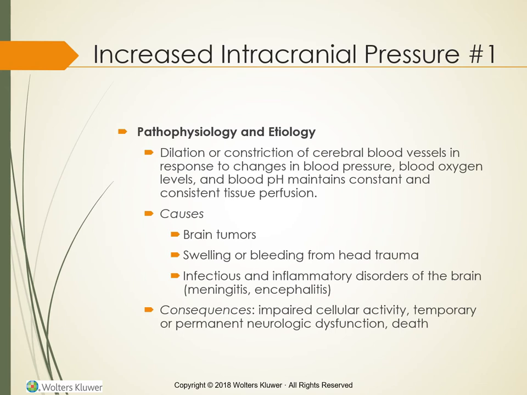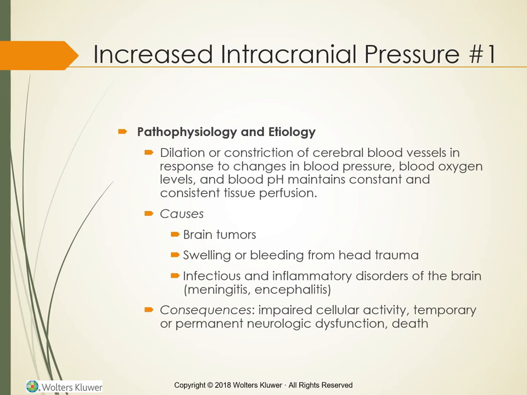Under normal circumstances, autoregulatory mechanisms keep brain tissue perfused with adequate oxygen and glucose. Dilation or constriction of cerebral blood vessels in response to changes in blood pressure, blood oxygen levels, and blood pH maintains constant and consistent tissue perfusion. For example, increased PaCO2, which is the carbon dioxide level in the blood, decreased blood pH, or decreased PaO2, which is the oxygen level in the blood, causes cerebral blood vessels to dilate. Nevertheless, a delicate range of ICP helps maintain autoregulation.